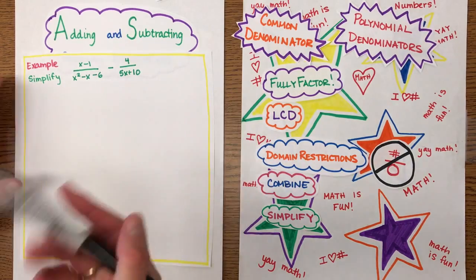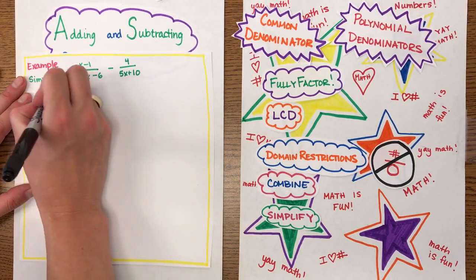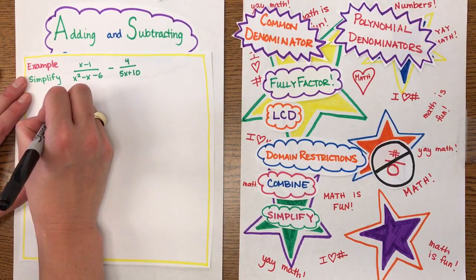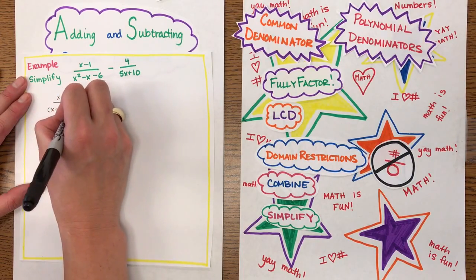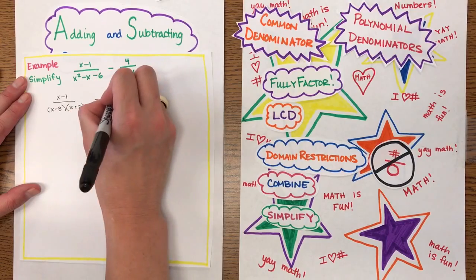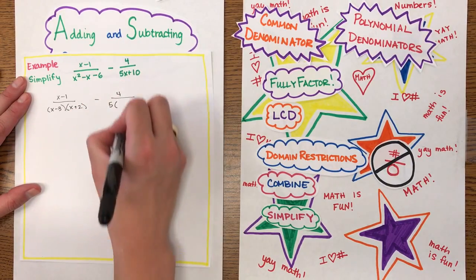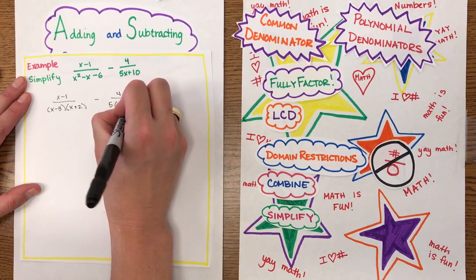Step 1 is that I need to fully factor. X minus 1 is fully factored. X squared minus x minus 6 factors to be x minus 3 times x plus 2. 4 is fully factored. 5x plus 10 will factor to be 5 times x plus 2.